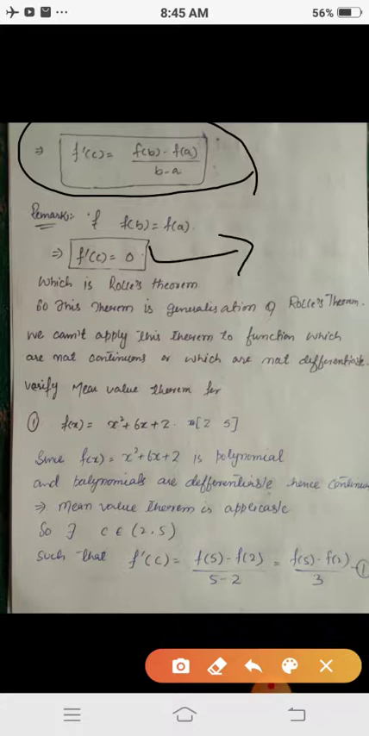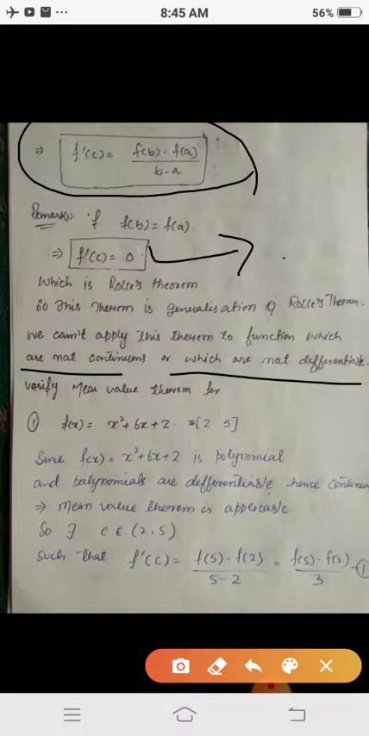This is Lagrange's mean value theorem, or the first mean value theorem, or simply the mean value theorem. Now if f(b) = f(a), then substituting here, we get f'(c) = 0, which is nothing but Rolle's theorem. So simply this theorem is a generalization or extended version of Rolle's theorem. We cannot apply this theorem to functions which are not continuous or which are not differentiable.